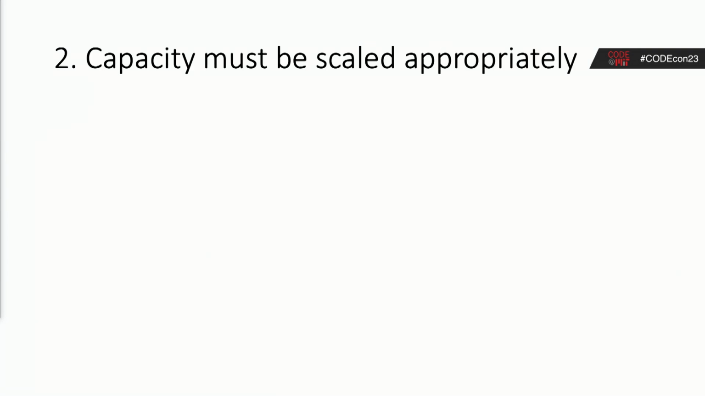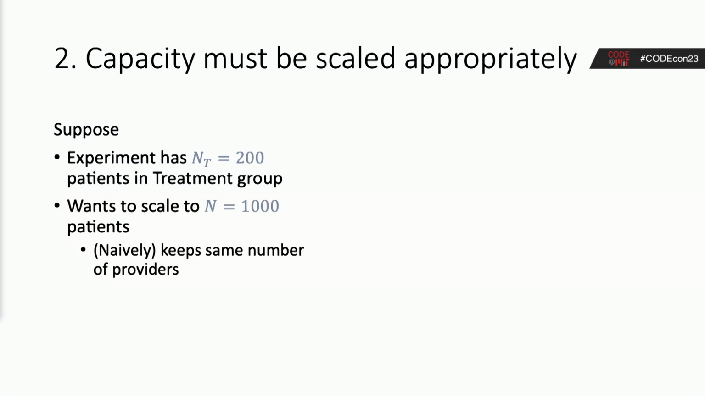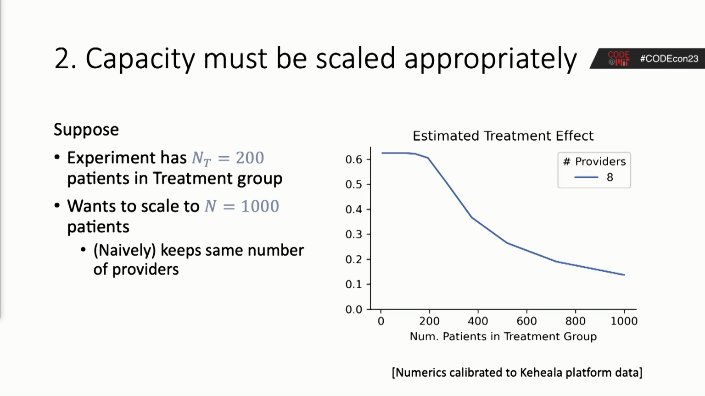Okay, so everything I'm going to say will follow from the previous slide pretty much. Another thing that we note is that capacity must be scaled appropriately when you're thinking about scaling out these interventions. As a simple example, suppose that the platform runs an experiment where they have 200 people in the treatment group, but they want to scale out to 1,000 people. And suppose that they don't know that this capacity issue is a thing, and so they just naively keep the same capacity on the platform.